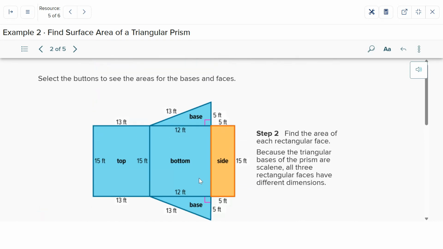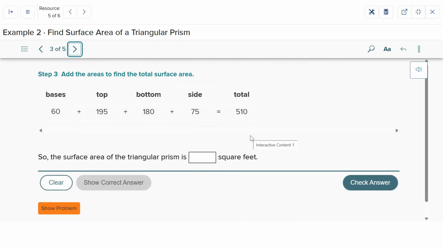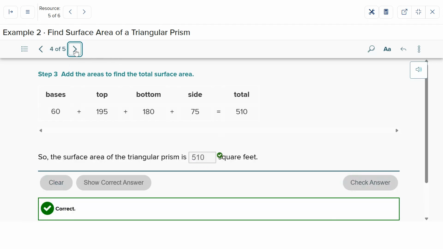And then what we would do is add them all together. So 60 is the two triangles combined, and then 195 plus 180 plus 75 equals 510. So we've got that as our final answer here. Yay!